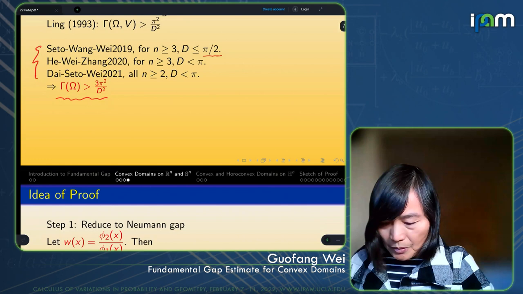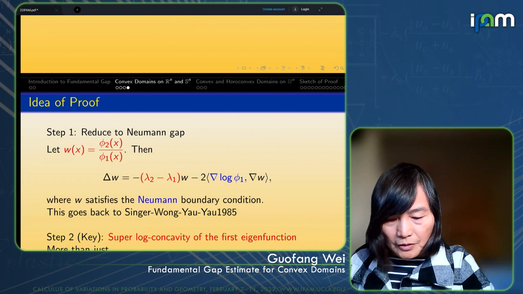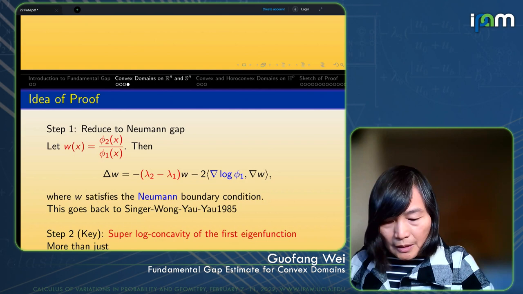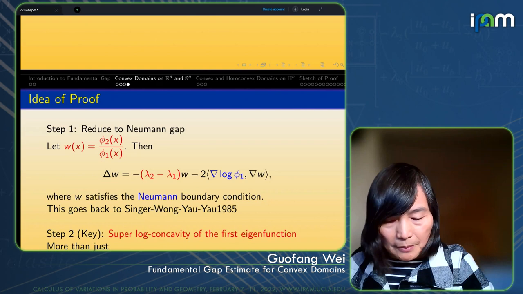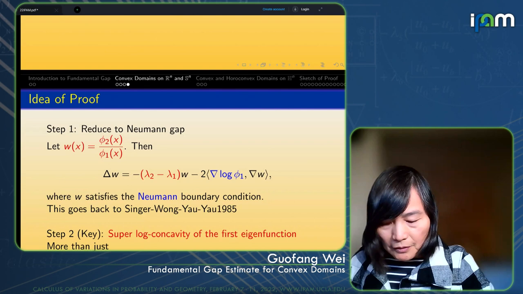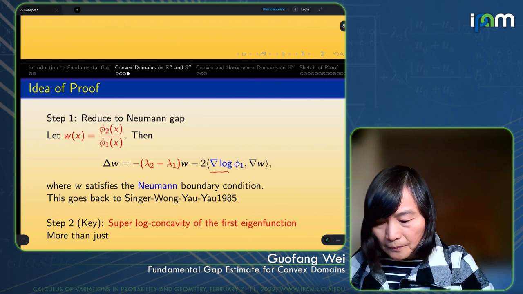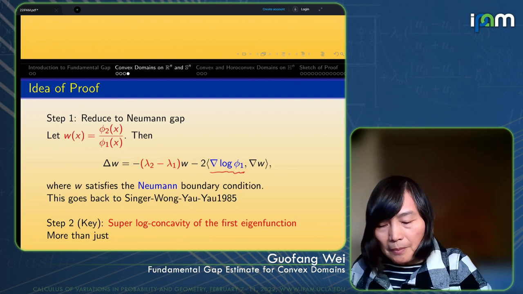Actually, we said the Neumann case is kind of simpler. So the first step, going back to the 80s with Singer, Wang, Yau and Yau, is to try to reduce to the Neumann case, namely by looking at the quotient of the second eigenfunction by the first eigenfunction. The first eigenfunction does not change sign, so you can choose it to be positive in the domain except at the boundary. The boundary both vanishes and the quotient is still well-defined, so this function actually satisfies a Laplace equation except there's a weight. And as the gap comes in naturally, this satisfies a Neumann boundary condition.